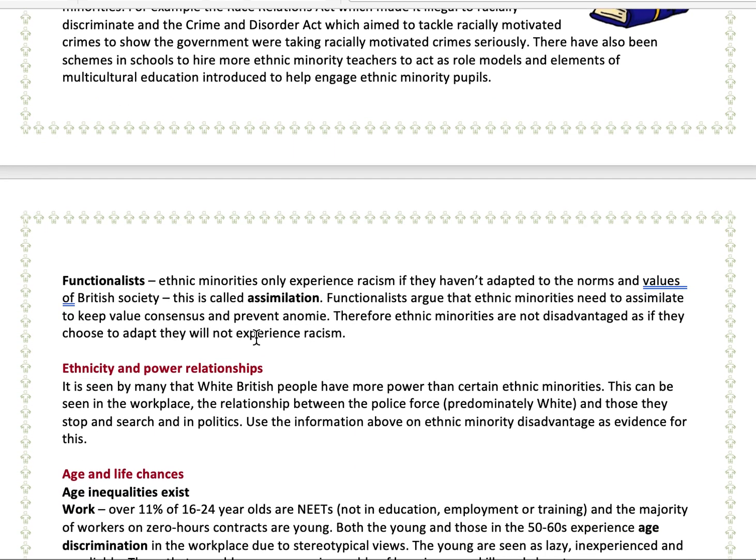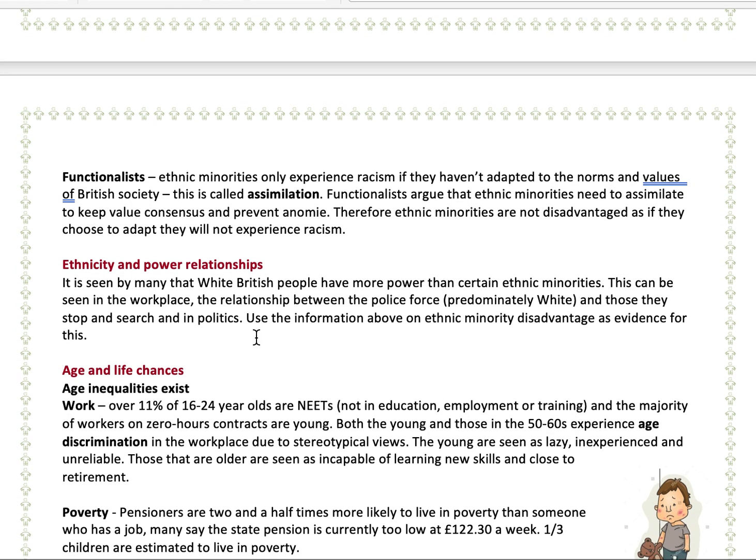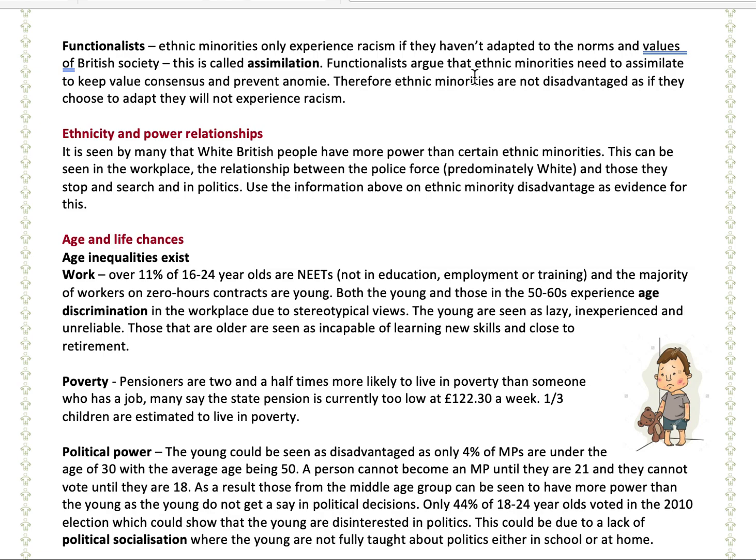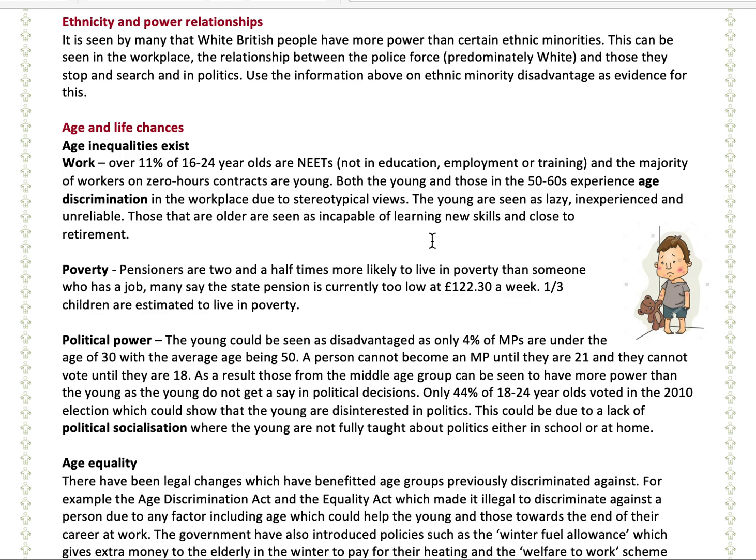Functionalists obviously arrogantly argue, and arrogantly and ignorantly argue, that assimilation should take place. So the idea that ethnic minorities would be less likely to experience racism if they assimilated to the norms and values. For many reasons we would criticise this, but here you would get a mark for saying this is their viewpoint, that they are arguing that assimilation is a way to prevent racism, as though it's to do with their values, and obviously blaming the victims there, but there we go.